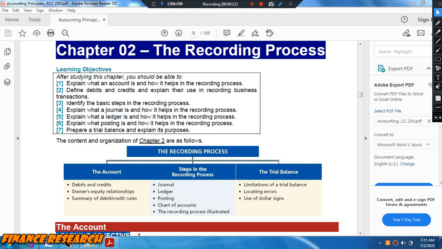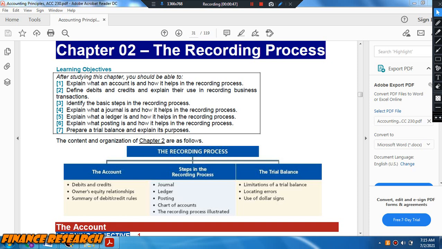In this recording process of your Principles of Accounting ACC230, we will study what an account is and how it helps in the recording process, define debit and credit rules in recording business transactions, identify the basic steps in the recording process, and explain the journal and the ledger, how posting is done and how it helps in the recording process, and after that, preparing the trial balance and explaining its purpose.